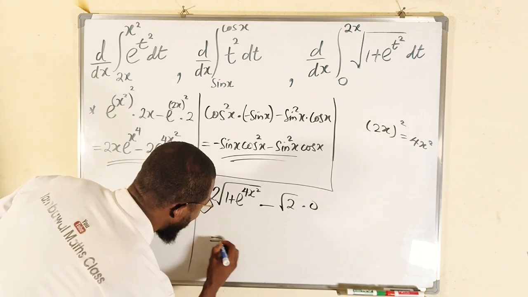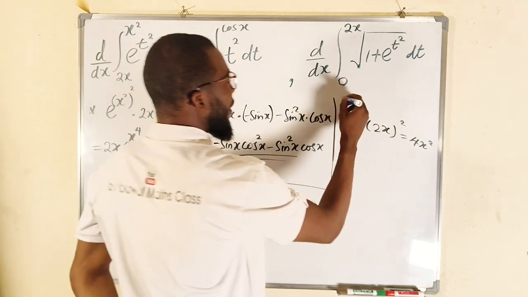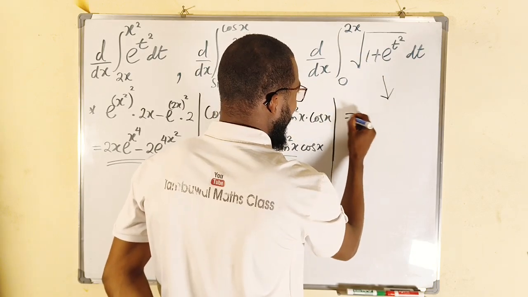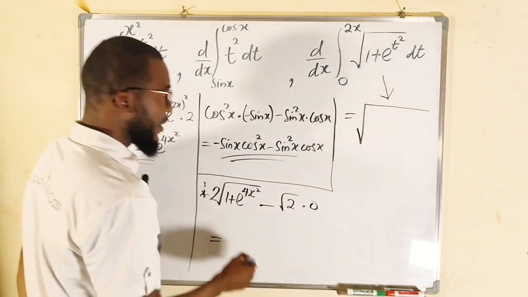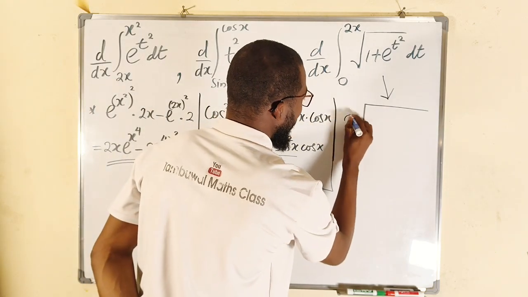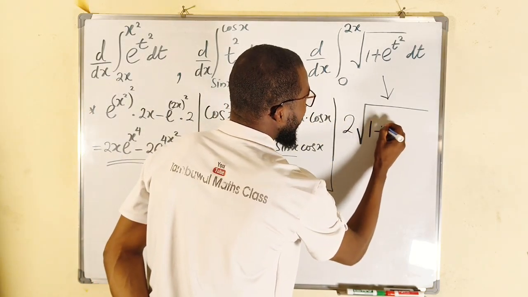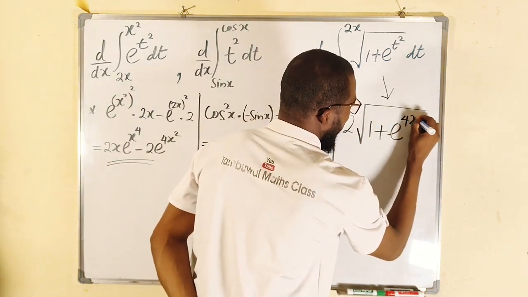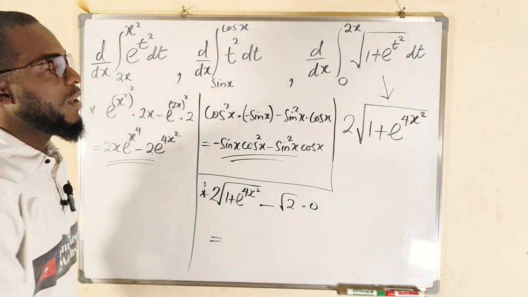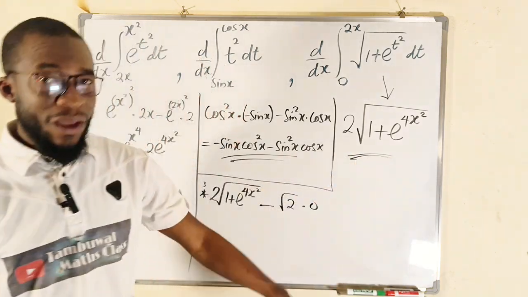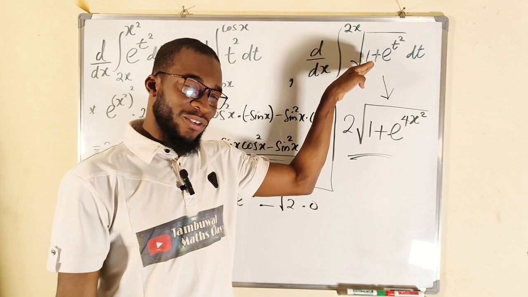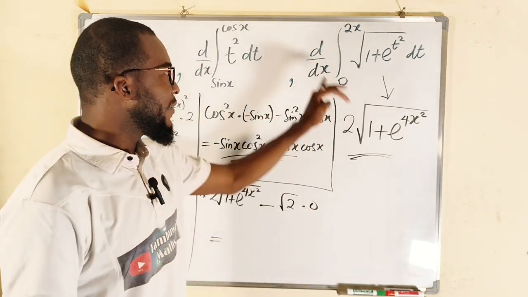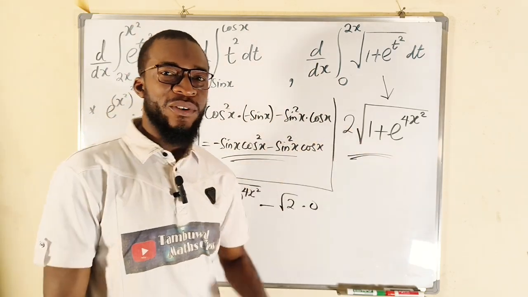This is why I say you don't have to pay attention to the bottom. So finally, the whole of this is equal to 2 multiplied by the square root of 1 plus e to the 4x squared. This is the solution. But if you think you can integrate this function, substitute these boundaries 0 to 2x, whatever you obtain, differentiate it. You must get this function.